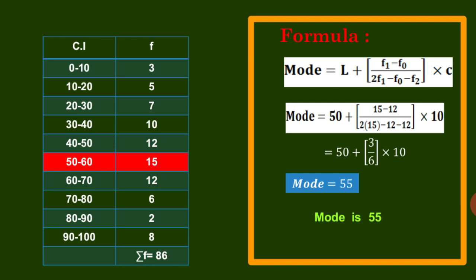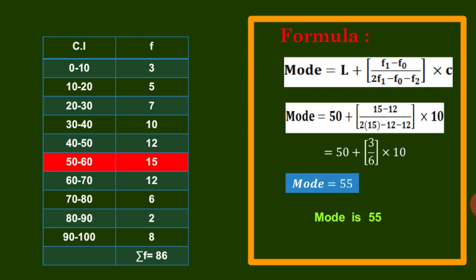Here our mode class frequency is 15. The corresponding class is 50 to 60. Therefore, our L value is 50. Our C value is 10. Next, we are going to find the F0 value and F2 value. What do you mean by F0? The frequency preceding the mode class. Our preceding frequency is 12 in the frequency column.